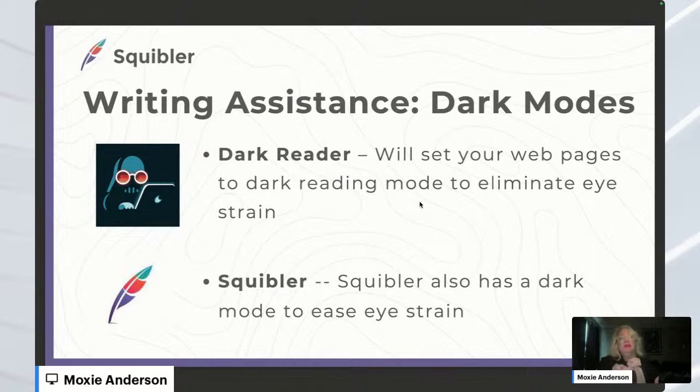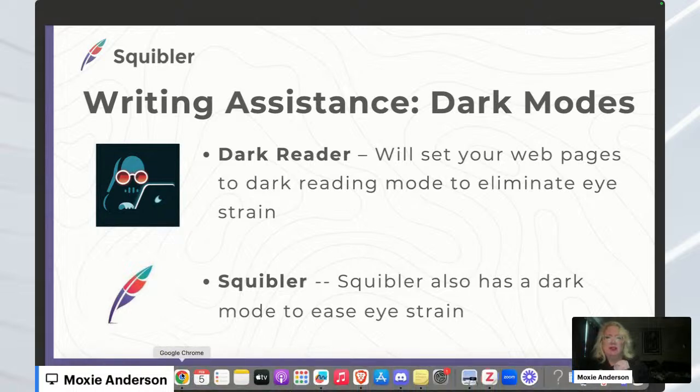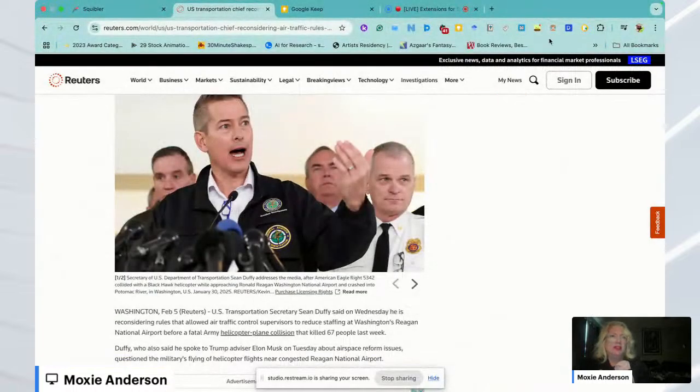For those of you that need some writing assistance, maybe you're sensitive to blue light, or maybe you are working on a computer in your day job, and then you want to come home and write, and the blue light may be too much for you. There are some tools that can help you. One is Dark Reader. If you have to do a lot of reading, a lot of research, Dark Reader is going to make your pages dark here.